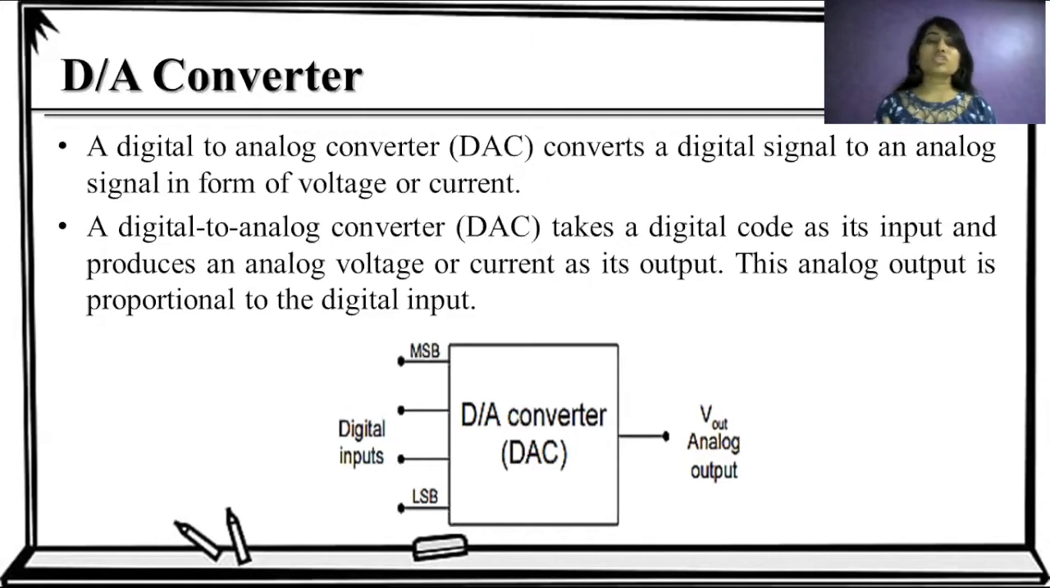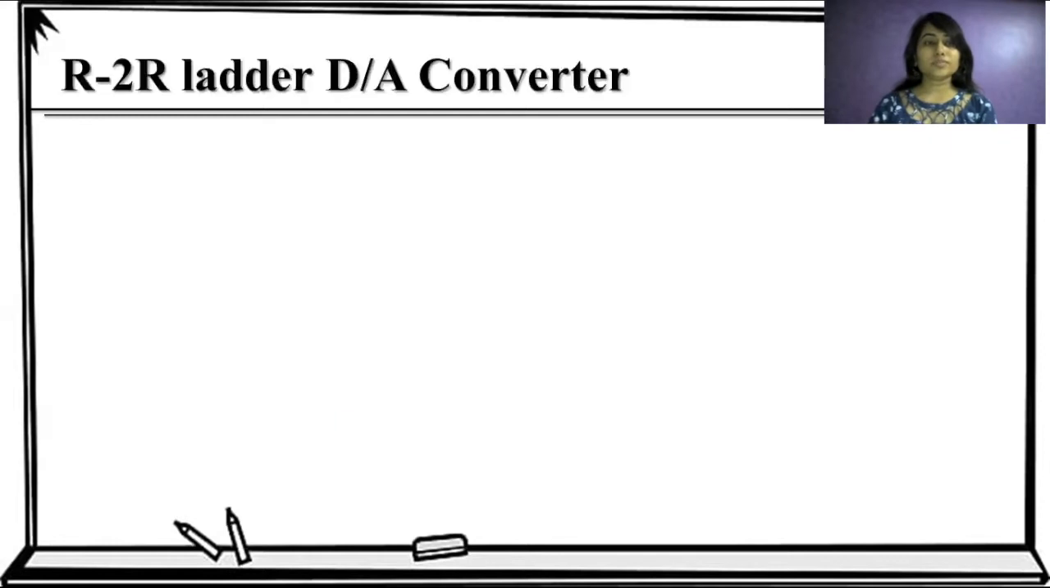In the previous session we discussed the binary weighted resistor D2A converter, but it has some disadvantages. So we have another type of conversion method using another type of resistor network. Let's discuss this R2R ladder D2A converter.